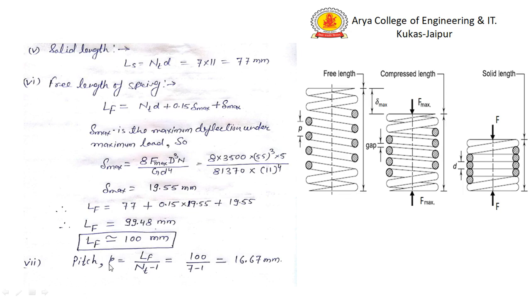Now the pitch P. We know that pitch P is LF upon NT minus 1. LF is 100 and NT, the total number of coils, is 7. So 100 upon 6, that is equal to 16.67 mm.